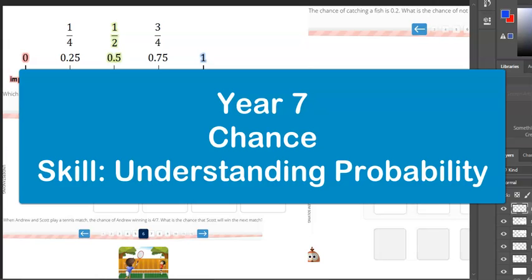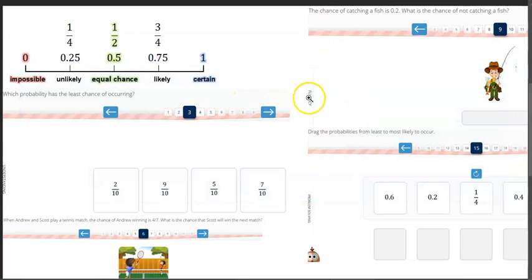This video will be looking at the chance topic of understanding probability. I've taken a few questions straight from a central assessment just to have a look at how to tackle these questions. Now, a lot of the questions at the start will rely on this here, and this right here is a line, a probability line that talks about the likelihood of certain events happening.